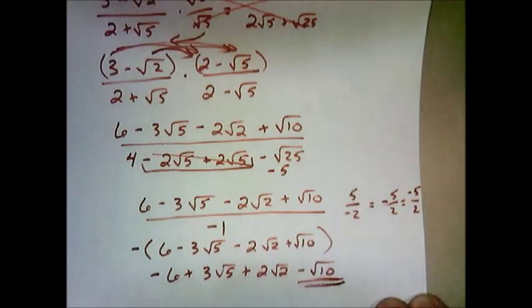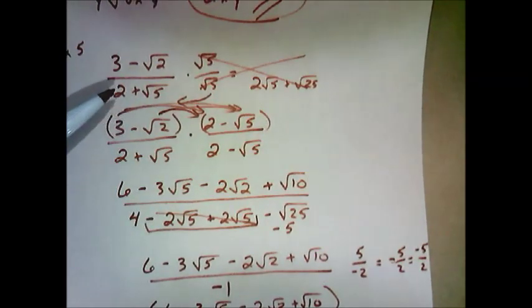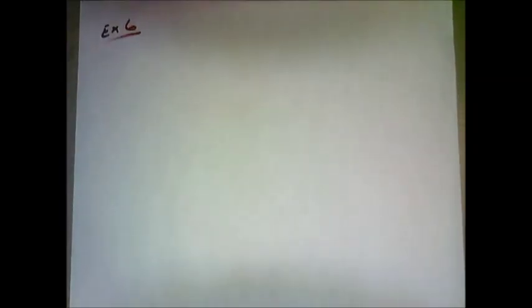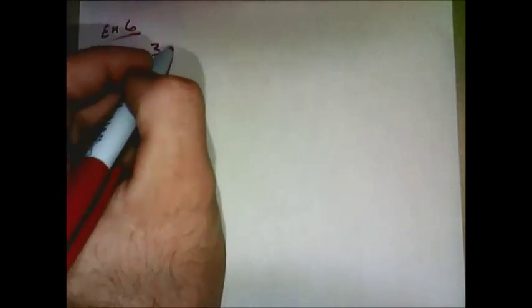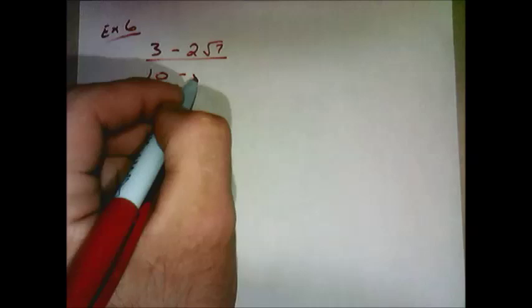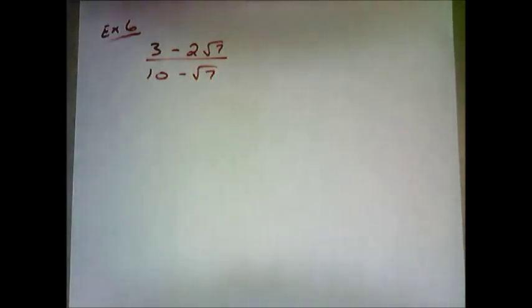Not that it looks much nicer than what we started with. However, notice we did get rid of that entire fraction by getting rid of that denominator. Let's go ahead and look at one more example like that before we call it a day. So in example 6, I know you like more examples, so I'm giving it to you. Example 6. Here, let's take 3 minus 2 radical 7 divided by 10 minus radical 7.